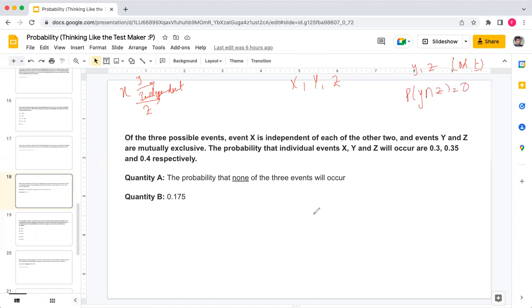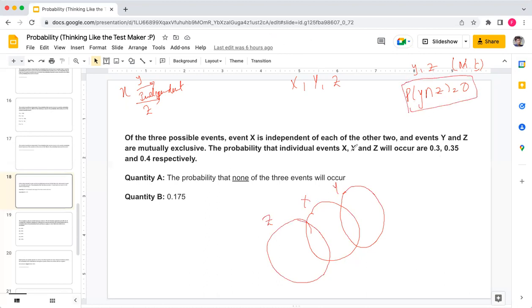Let's try to form a Venn diagram. Let's consider this event as X, this event as Y, and this event as Z. I don't make any overlap between Y and Z because they are mutually exclusive and there is no overlap between them. And the question is saying that the probability of X is equal to 0.3, Y is equal to 0.35, and Z is equal to 0.4.